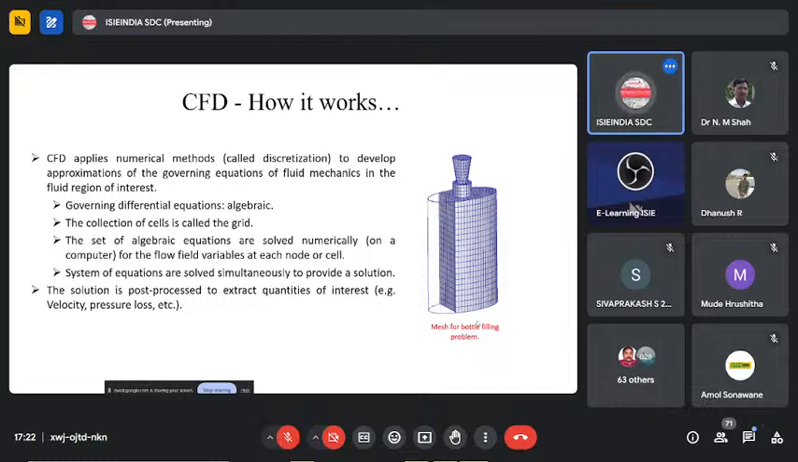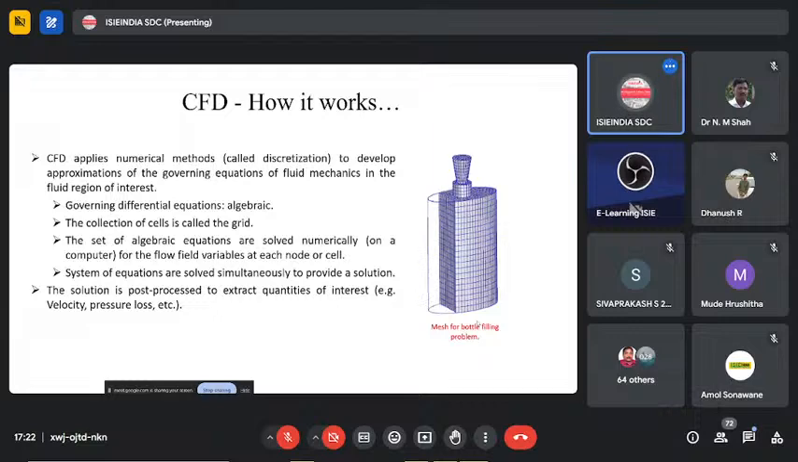The discretized algebraic equations are solved numerically using software on the computer, and the equations are formulated in such a way that flow field variables like velocity, pressure, or temperature are calculated at each node or cell within the grid. This system of algebraic equations is typically solved simultaneously, so that the consistency and the accuracy of the result is maintained.